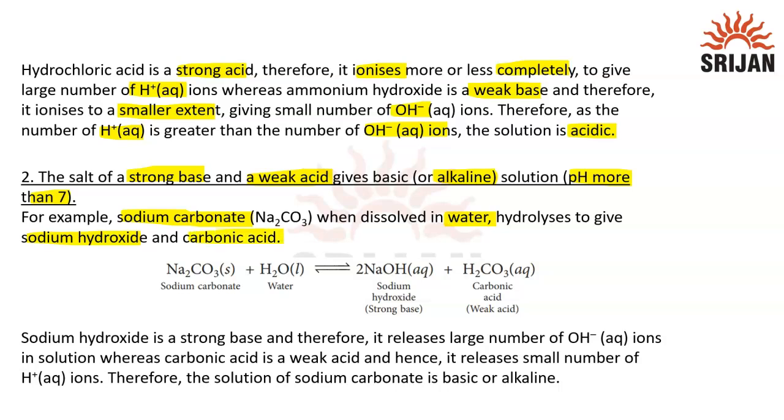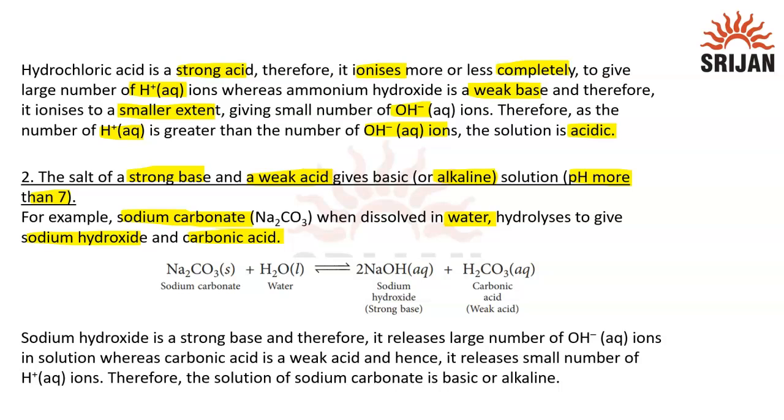So how are we going to do the hydrolysis? Simply, H positive and OH negative will react. H positive will react with this CO3 2 negative, and OH negative will react with this Na positive. So we get NaOH and carbonic acid.